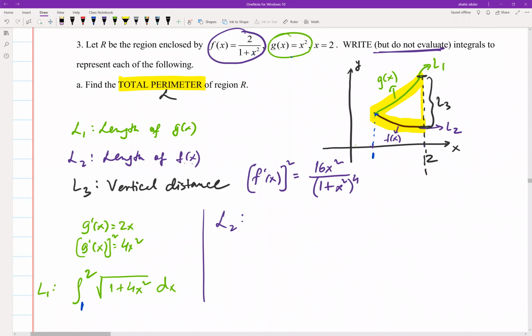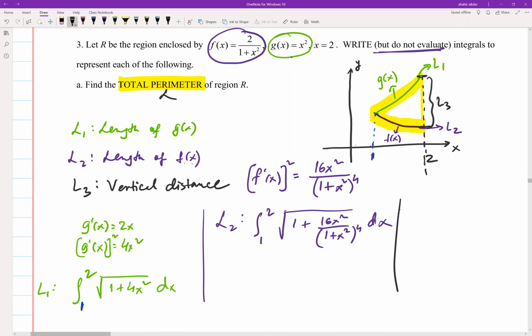So let's see how that's going to look. L2 is the purple one. Still, we're looking from 1 to 2. So I would have the integral from 1 to 2 of the square root of 1 plus 16x squared all over 1 plus x squared raised to the 4 dx. That's my L2.